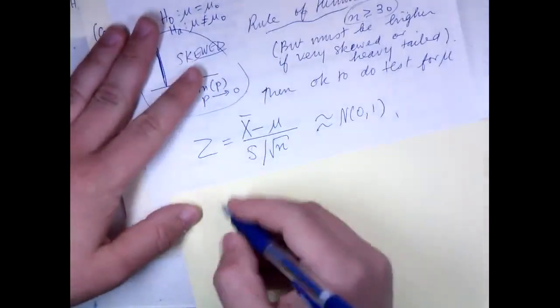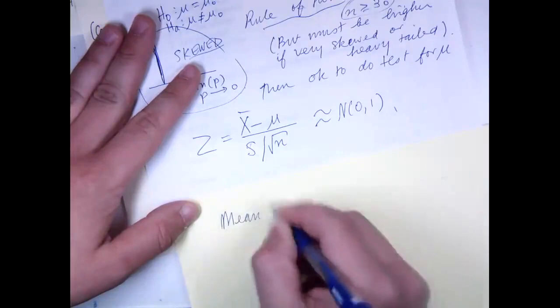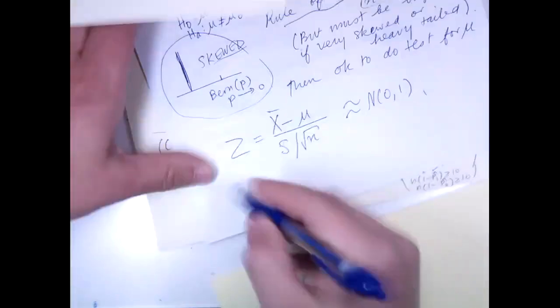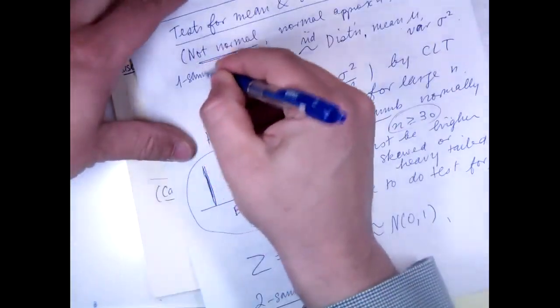Now let's go on and do tests for mean and variance. So that's all I really want to say about the approximate case. Okay, the normal approximation case, let's do the 2 sample case of the normal approximation. So 1 sample is here. 2 sample.